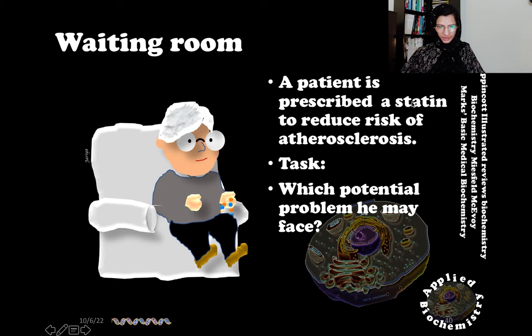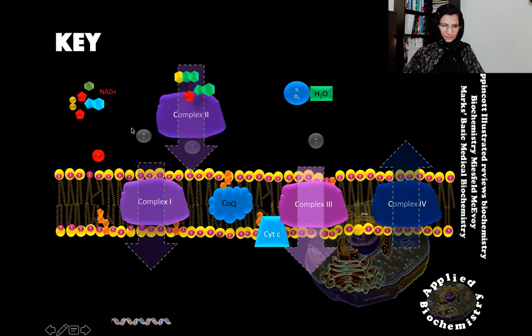Then there is a patient who is prescribed a statin to reduce the risk of atherosclerosis, and you are asked which potential problem he may face. As we discussed, the isoprenoid units are also precursors to coenzyme Q and dolichol. As you can see, coenzyme Q is an important component of the electron transport chain.